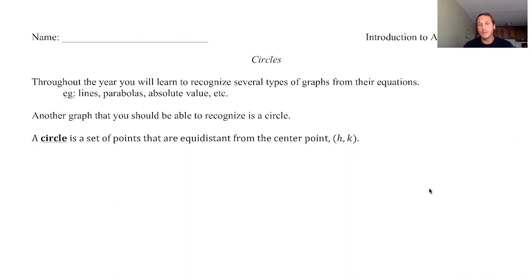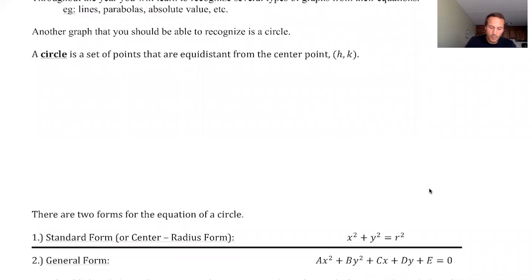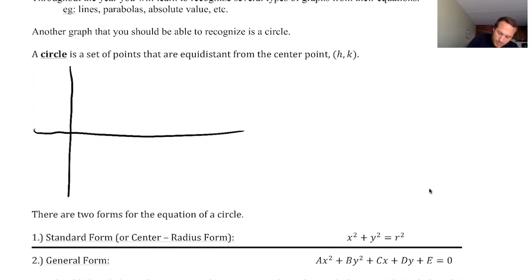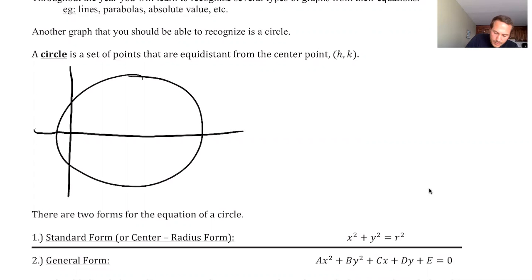A circle is nothing more than a set of points that are equidistant from the center, a point called HK. So what we have here, I'm going to do my best to give us a good circle. All right, that wasn't terrible. But here's my point HK. This piece, as you remember, is called our radius. And this is a point that's on the circle, that's XY.